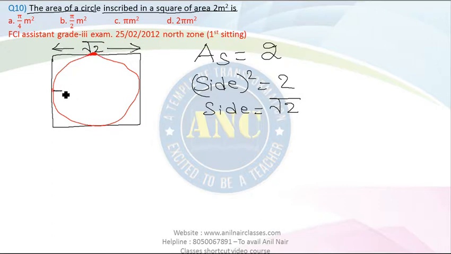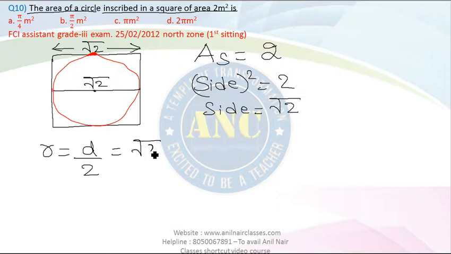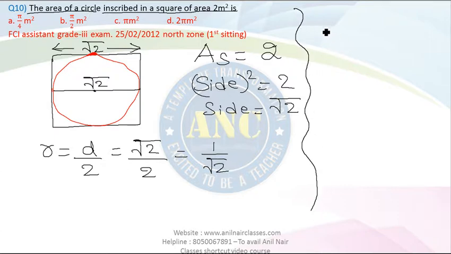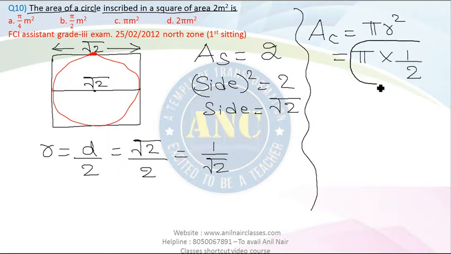Can I say that that happens to be the diameter value of the circle? Diameter of the circle is root 2. If the diameter is root 2, radius is diameter divided by 2. It is root 2 divided by 2, or in other words radius is 1 by root 2. Now I know the radius, I want the area. Area is pi r square. Answer options are given in terms of pi, so keep pi as it is. R square value is 1 by 2. Answer is pi by 2, which is nothing but option B.